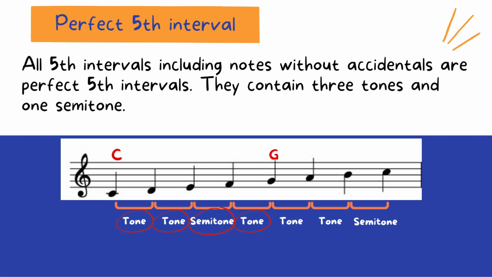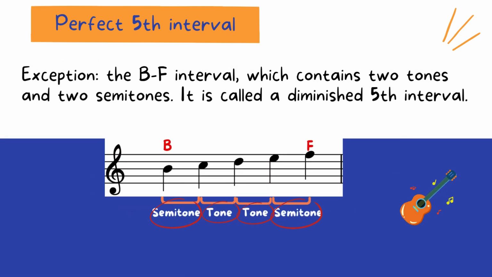All fifth intervals, including notes without accidentals, are perfect fifth intervals. They contain 3 tones and 1 semitone. You can clearly see the CG interval pattern in the image. Tone, tone, semitone, tone. As it happened with fourth intervals, there is an exception, the BF interval, which contains 2 tones and 2 semitones. This interval is called a diminished fifth interval.